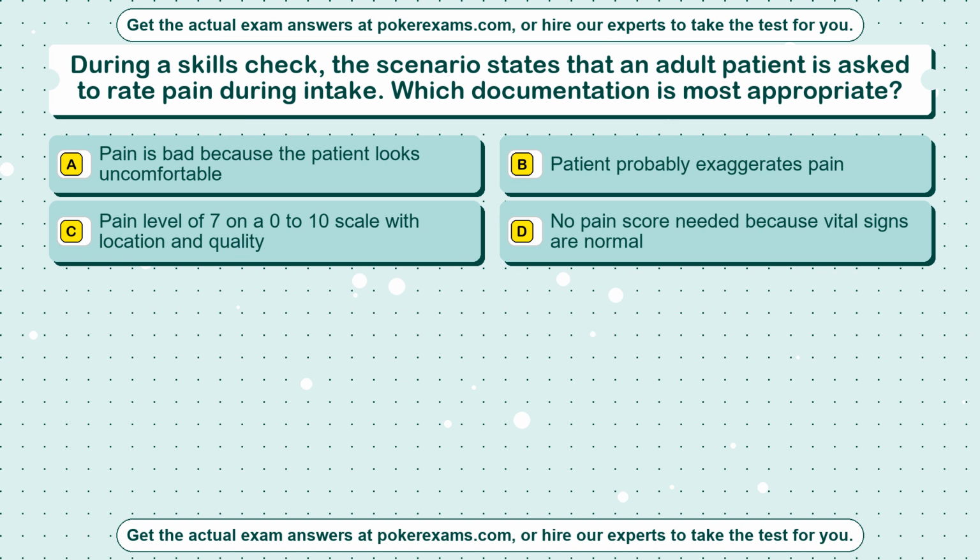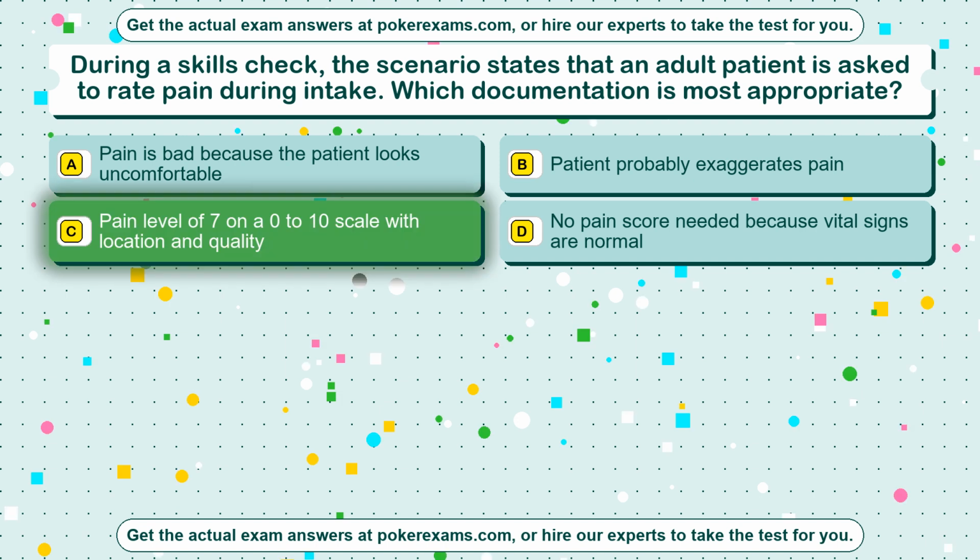Question 4. During a skills check, the scenario states that an adult patient is asked to rate pain during intake. Which documentation is most appropriate? Option A. Pain is bad because the patient looks uncomfortable. Option B. Patient probably exaggerates pain. Option C. Pain level of 7 on a 0 to 10 scale with location and quality. Option D. No pain score needed because vital signs are normal.